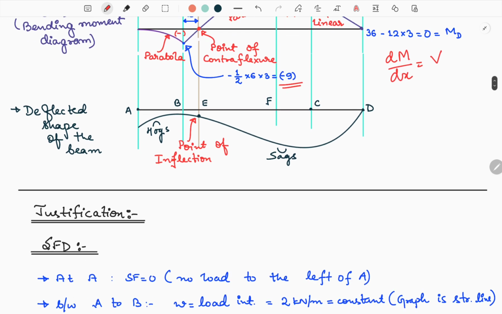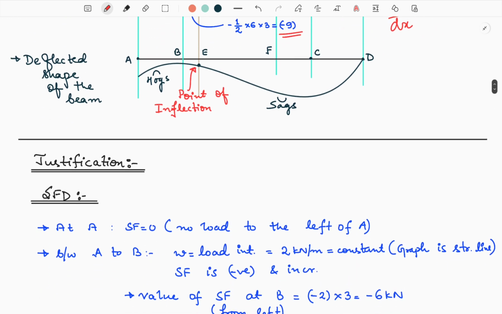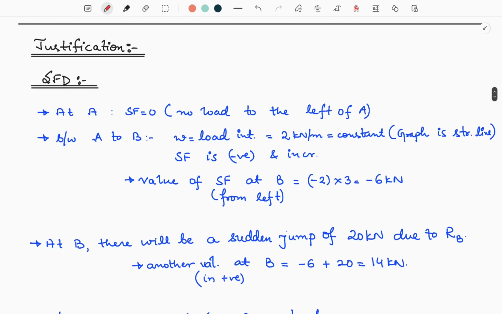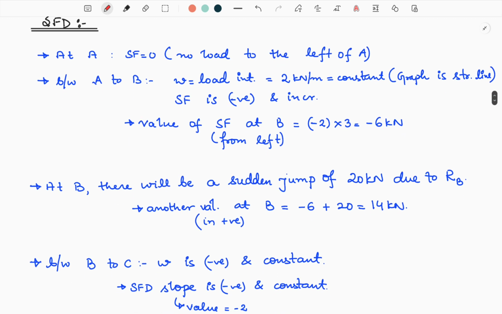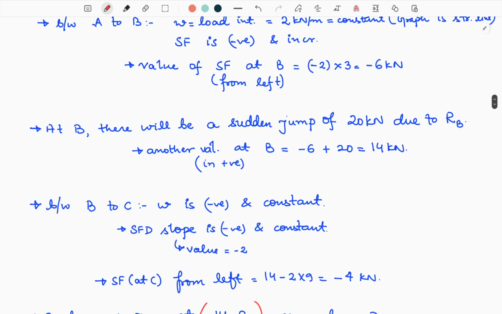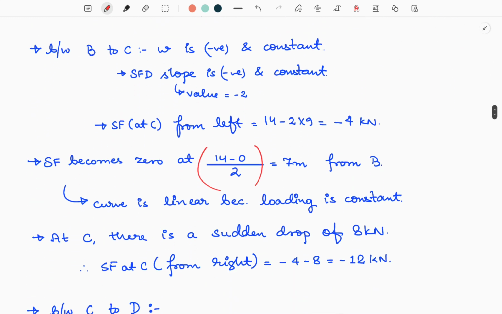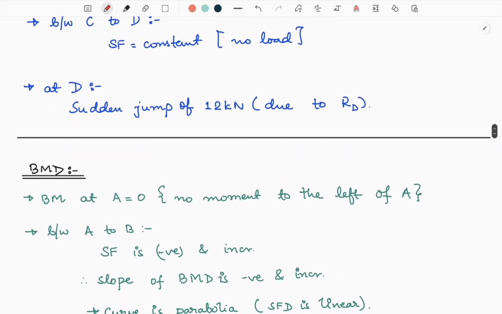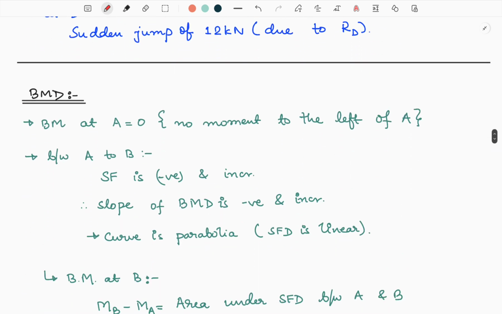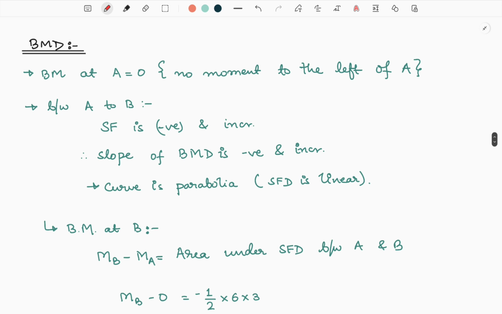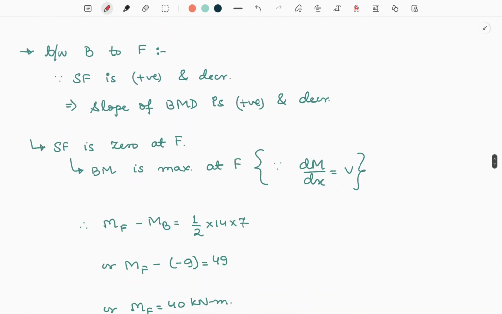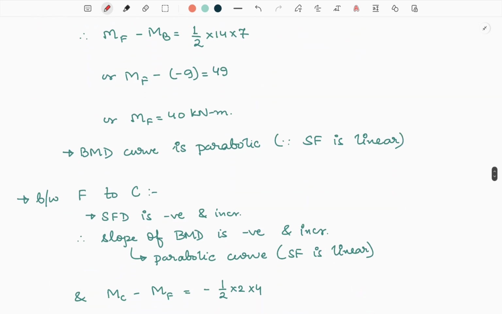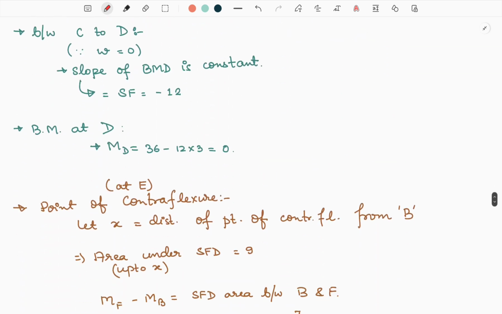So we have explained the calculation for shear force diagram and bending moment diagram in a detailed manner after this diagram. So between A and B, at B, between B and C, and at C, between C and D, it is calculated like this. And similarly for bending moment diagram also we have calculated starting from A, then A to B, at B, and between B to F, and then F to C, and then C to D, and at D.